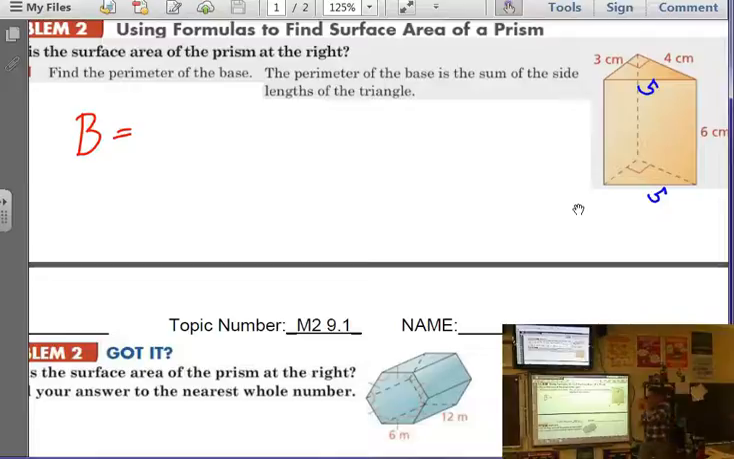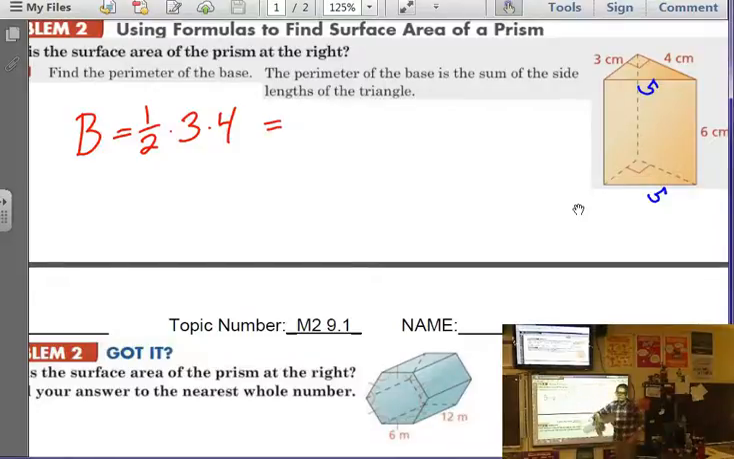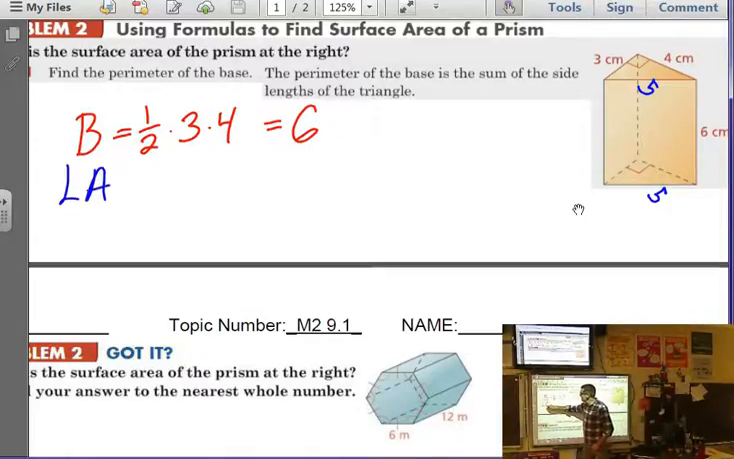Right. So we've got to set up 1/2 times the base and the height, the 3 and the 4. All right. 3 times 4 is 12, half of it, 6. Or we could keep it. We then need our lateral area. Megan, how do I find my lateral area here? You do the perimeter of the triangle, which is 12, and multiply by the height 6.